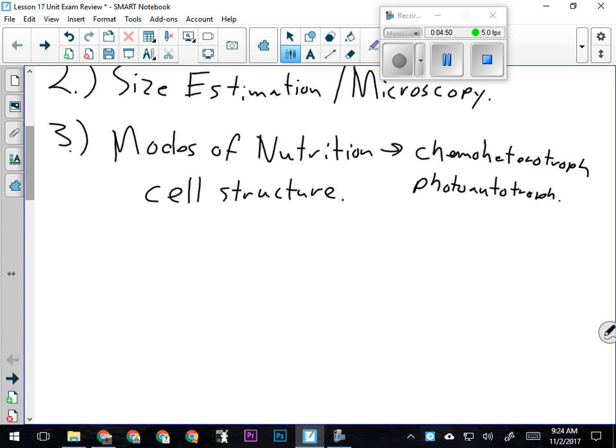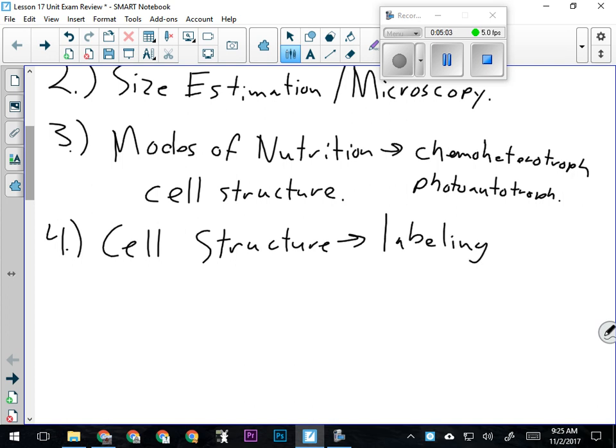I'm going to write cell structure right underneath cell structure again, but now I mean labeling. It always looks like that should have 2 L's, but the spell checker always tells me it's wrong when I do it. So yes, there's going to be a diagram of a cell on the test somewhere. You don't know whether it's going to be plant or animal, and I'm not going to tell you that. But there's definitely a diagram of a cell on there, so make sure you can give me the name and function of all the organelles that we have talked about within the cell.